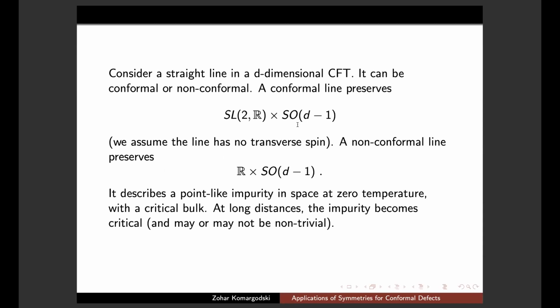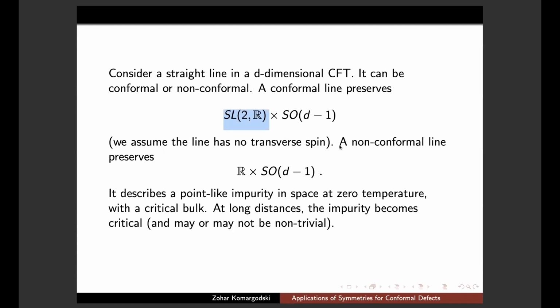So what is a conformal impurity? A line operator is said to be conformal if it preserves a subgroup of the conformal symmetry. So in particular, the important piece is this SL2R, which acts on the line operator like Mobius transformations. The SO(D-1) is transverse rotations to the line, and it's not strictly a necessary condition for a line to be conformal. There are examples of conformal line operators that do not preserve the transverse rotations. But by definition, they have to preserve an SL2R symmetry.